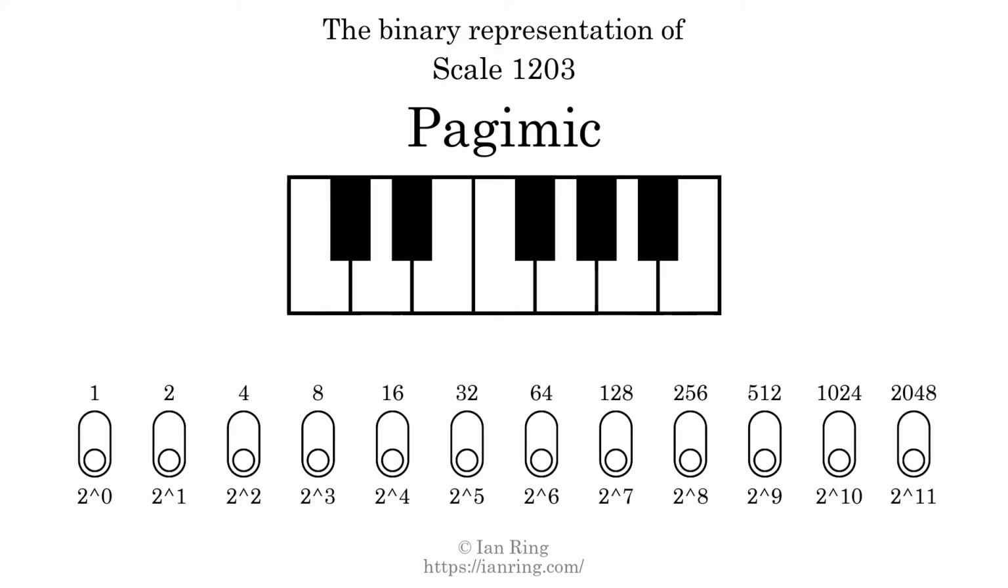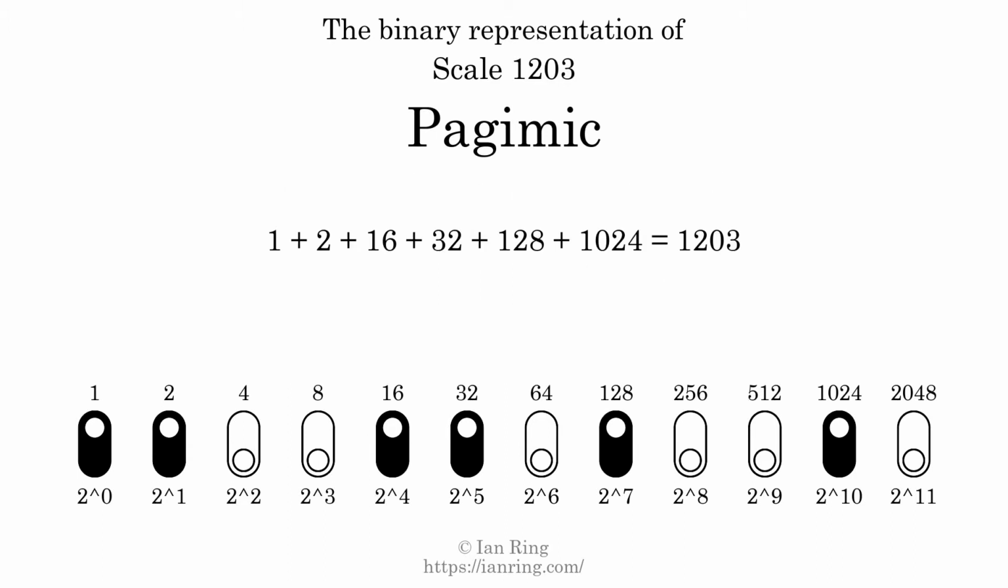The binary representation of this scale is determined by mapping tones of the scale to binary digits. Each binary digit represents a power of 2. To get the scale number, we add the powers of 2 together. The powers of 2 that are present in the scale, all added together, equals 1203. That is why the scale number, in decimal, is 1203.